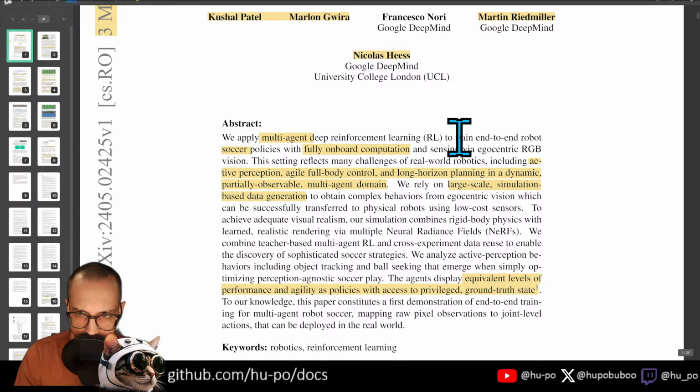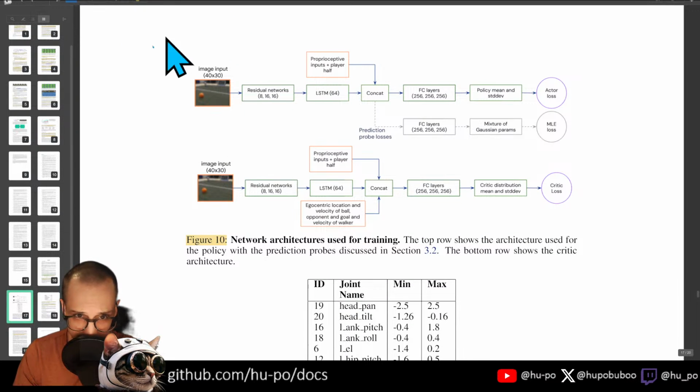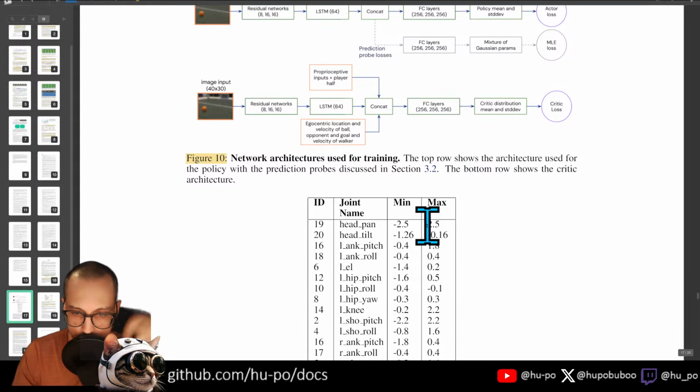Training end-to-end robot soccer policies. End-to-end refers to the fact that the policy, or the neural network that is actually going to be performing actions in the world, is going end-to-end. It's going straight from, in this case, egocentric vision, which is going to be an image, all the way to an actual joint command, right?